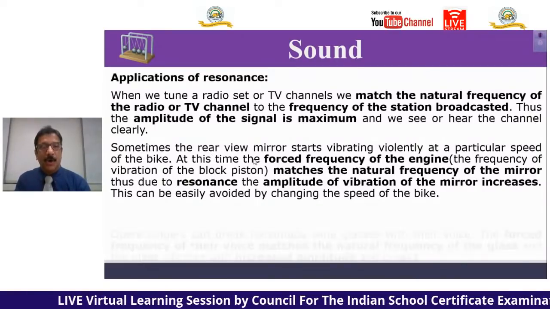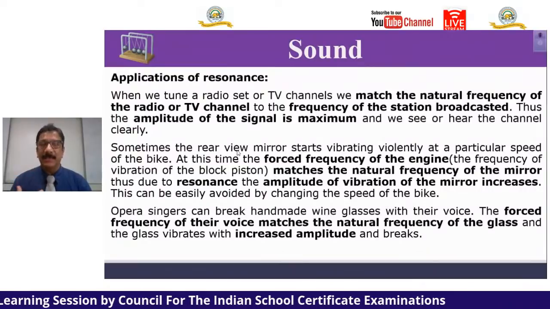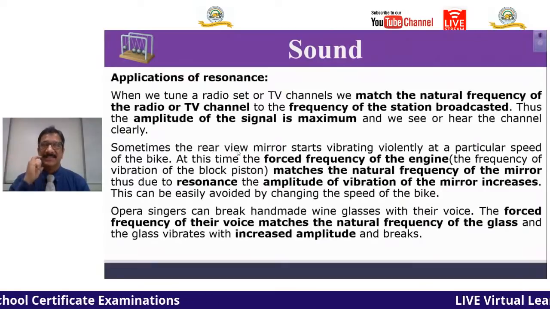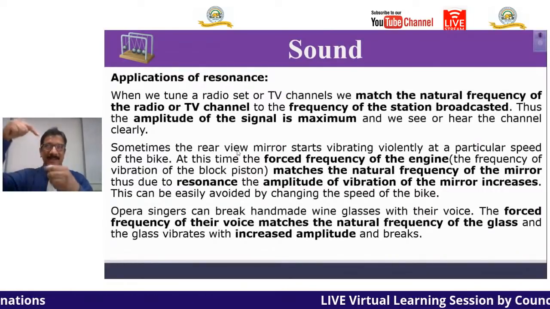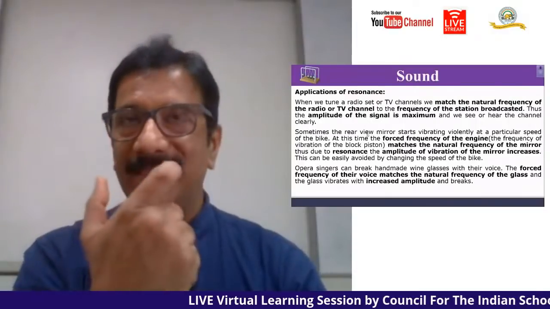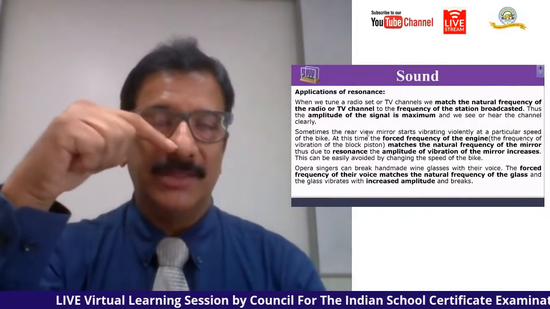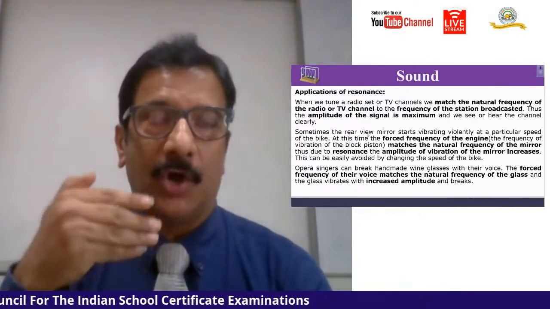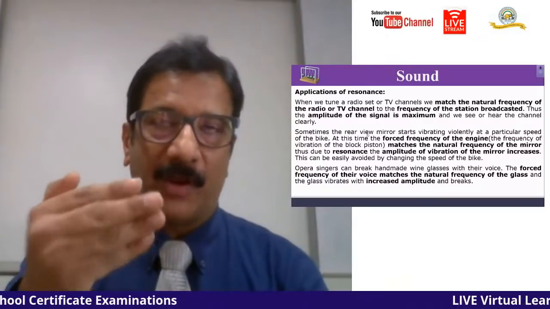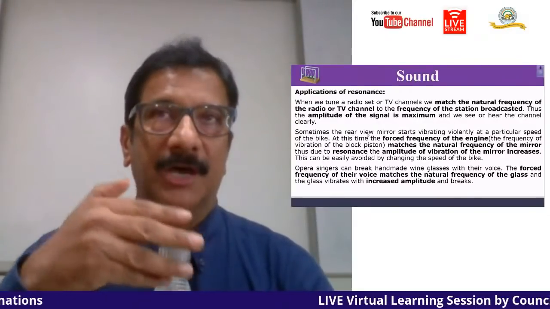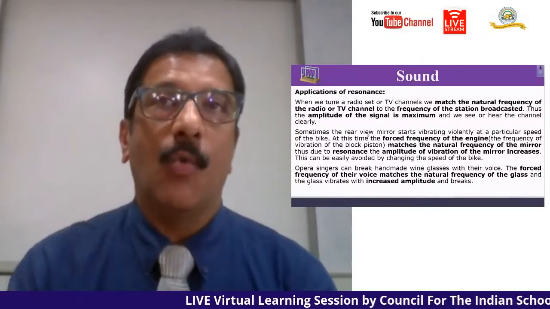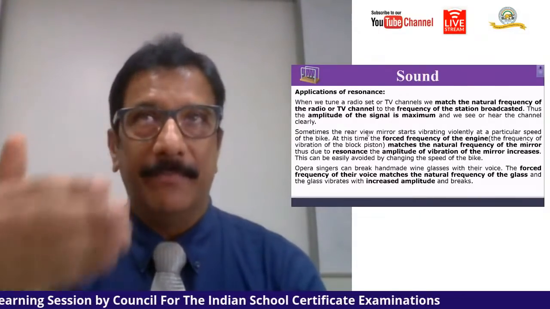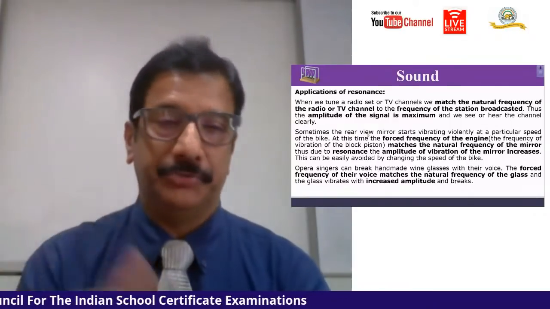Now, the next example is opera singers. Opera singers can break a handmade wine glass with their voice. They sing at a particular pitch. Normally, they keep a straw inside, so when they are singing, based on the vibration of the straw, they come to know whether the frequency is matching or not. When they match the frequency for a long time, they can shatter the wine glass, because at that time the wine glass starts vibrating with maximum amplitude.